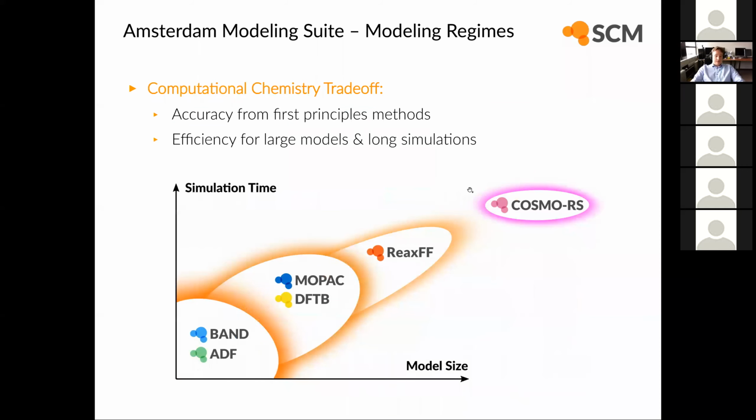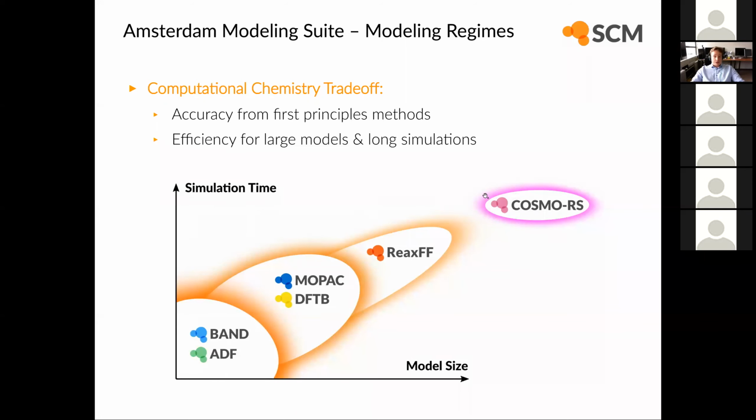So we are developing and distributing a series of different programs. These are, on one hand, classical DFT programs here on the lower left corner, BAND and ADF. And then there's a second class. These are semi-empirical codes like MOPAC or DFTB. And then we also have force fields, as well as continuum simulation methods. So all of these programs comprise the so-called Amsterdam modeling suite.